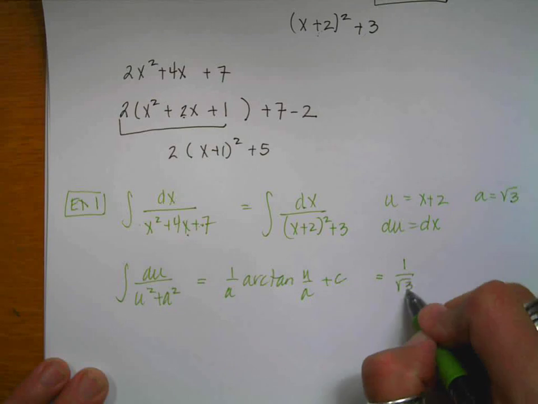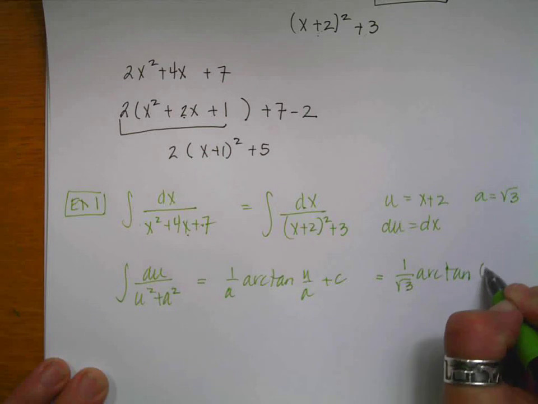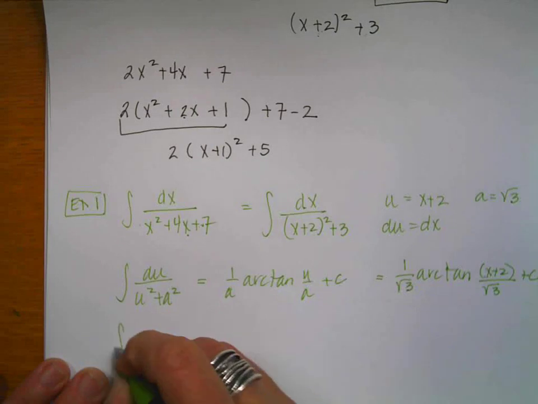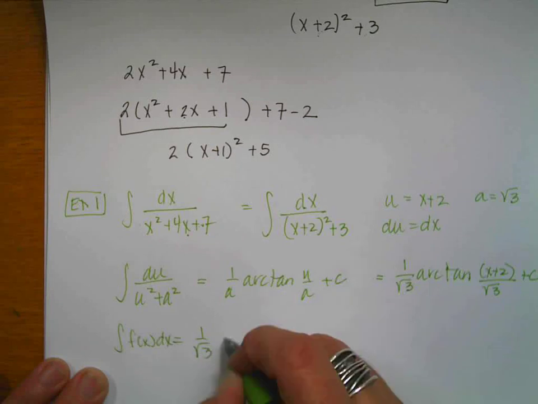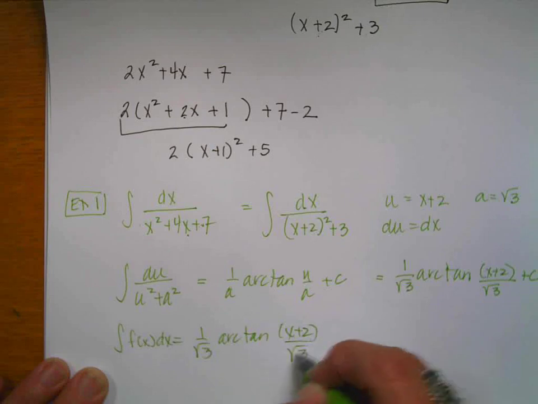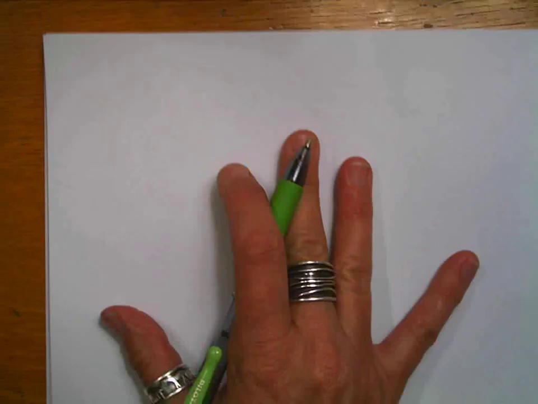Then I just fill in all of my information. So I have 1 over radical 3, and then arc tangent of u, which was x plus 2, over radical 3, plus c. So my integral of f of x dx equals 1 over radical 3 arc tangent of x plus 2 over radical 3, plus c. Completing the square allows us to do some additional problems using our trig integration. Trig substitution is way more fun. That comes in Calc 2.